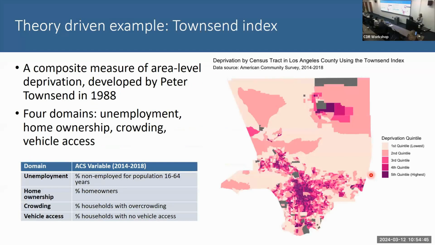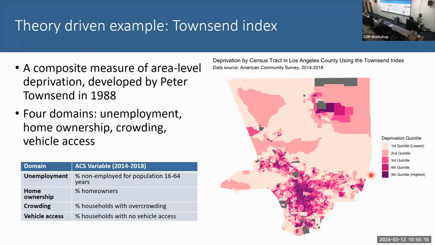So I mapped here the Townsend index, and this is a composite measure of area level deprivation, which was developed in Britain by Peter Townsend in 1988. So it's a very long established measure, and it's been validated and found to be associated with adverse outcomes in Britain, and other people have used it in other countries as well. It is very simple, only uses 4 indicators. Firstly, unemployment, secondly, home ownership, and then crowding and vehicle access.